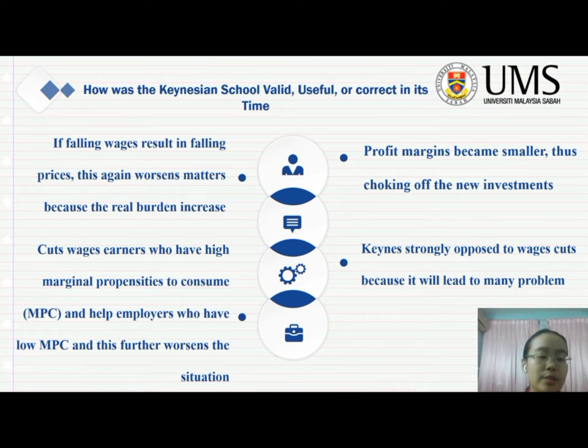If falling wages result in falling prices, this again would matter because the real burdens increase. In addition, profit margins will become smaller, thus closing off new investment. It is because it cuts wage earners, who have a high marginal propensity to consume, also called MPC, and helps employers, who have a low marginal propensity to consume, and this further worsens the situation.